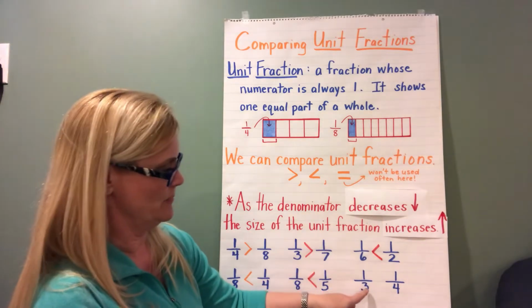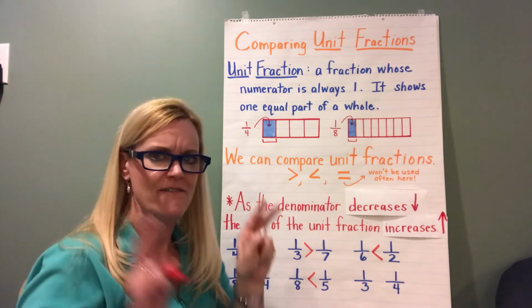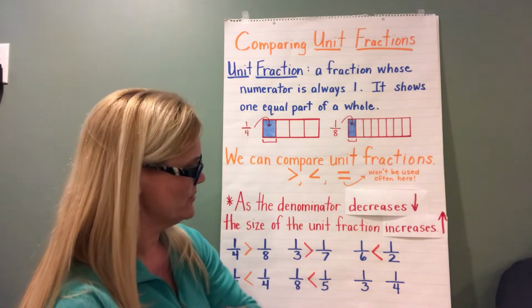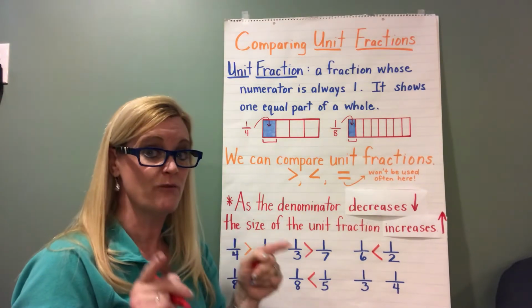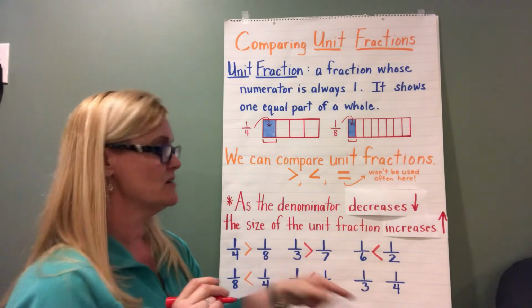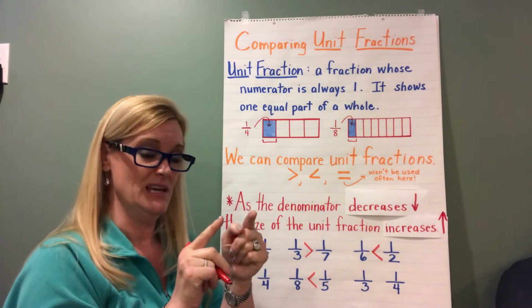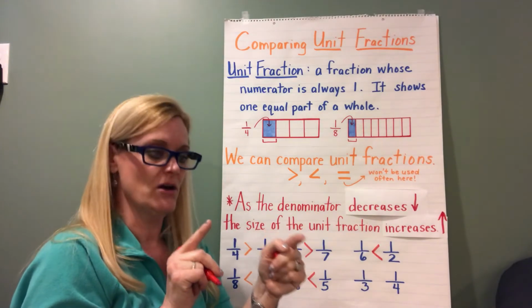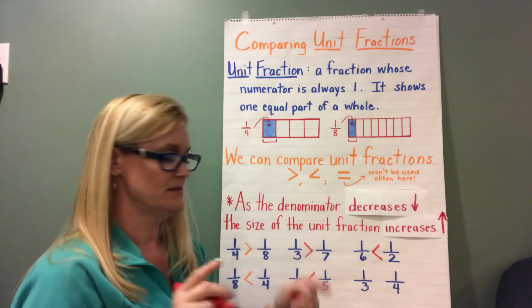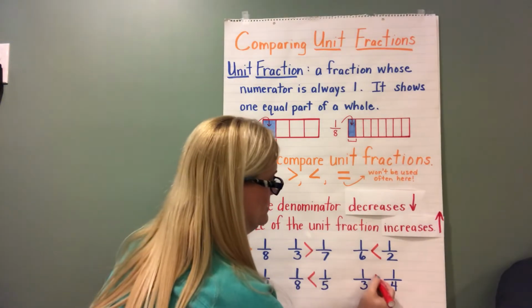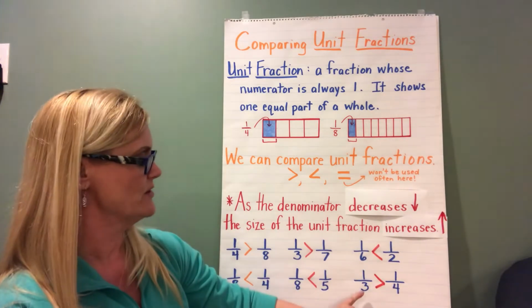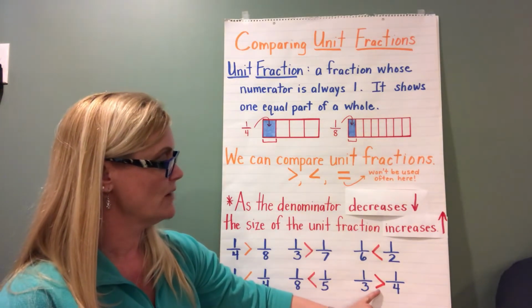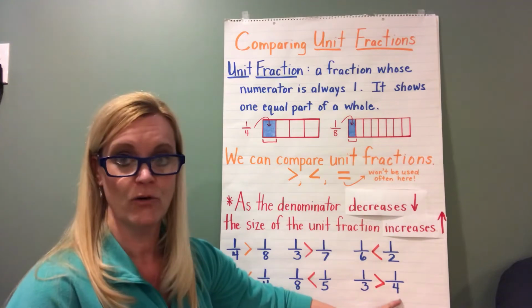My last example, I have 1/3 versus 1/4. So that's pretty close. Something cut into 3 pieces and something cut into 4 pieces. But something that only has 3 pieces is going to be a little teeny tiny bit bigger than something cut into 4 pieces. So 1/3, and I would make my symbol go that way towards the 1/3. 1/3 is greater than 1/4.